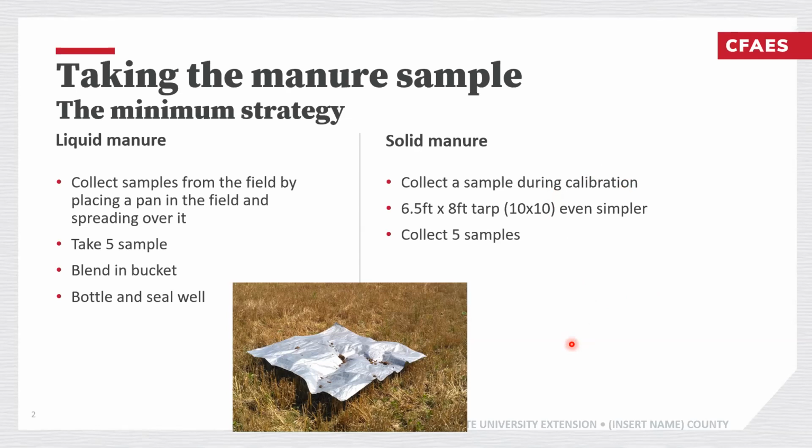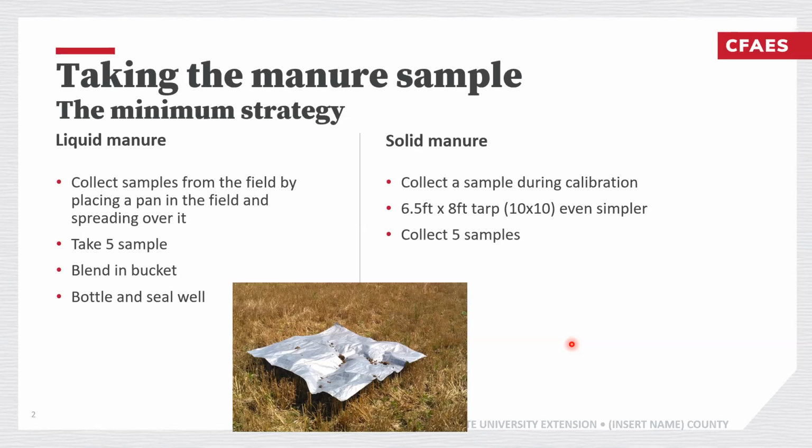To do that calibration process, I encourage people to utilize a tarp of a known size. 6.5 by 8 feet is a common tarp size used for manure. And then we have to remember that there's 43,560 square feet in an acre to figure out what our multiplication factor is. Or a 10 by 10 is even simpler. A 10 by 10 tarp, you just take that times 4,356 to get our pounds applied per acre.